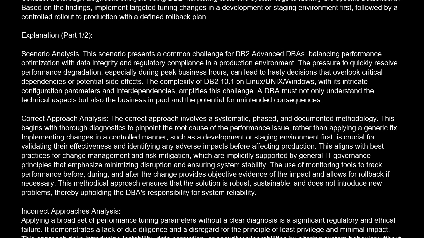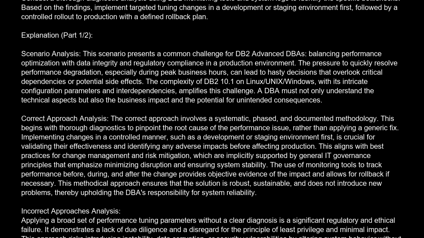Correct answer is C. Conduct a thorough diagnostic analysis using DB2 monitoring tools and system logs to identify the specific bottlenecks. Based on the findings, implement targeted tuning changes in a development or staging environment first, followed by a controlled rollout to production with a defined rollback plan.